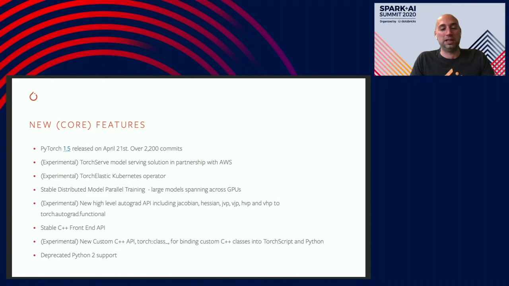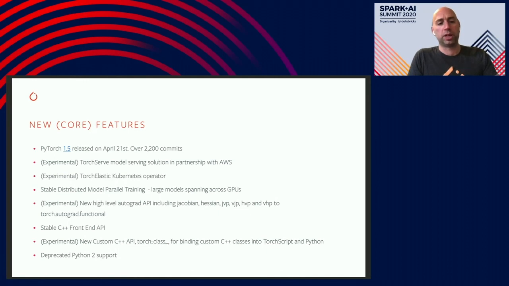A couple of the key features that came along with it: I mentioned Torch Serve. This was a partnership with AWS. That's experimental. We also released the Torch Elastic Kubernetes operator that is supported by AWS as well as Azure, which is really cool. So Elastic Kubernetes training jobs in the cloud on PyTorch. Also, the stable support for Torch RPC for things like distributed model parallel training.